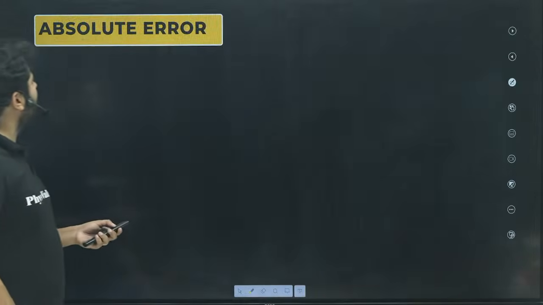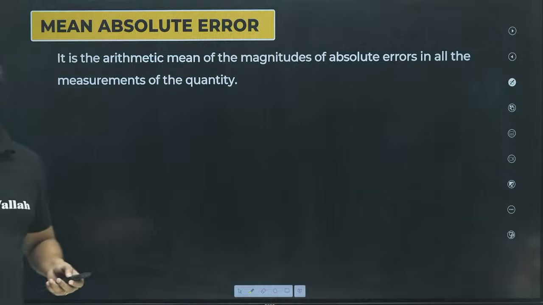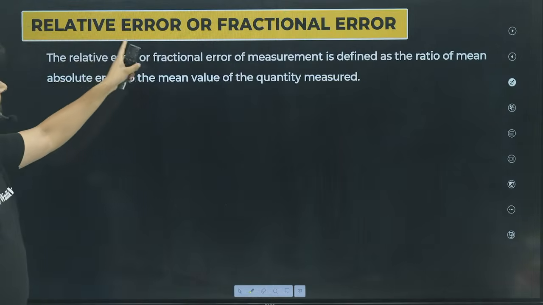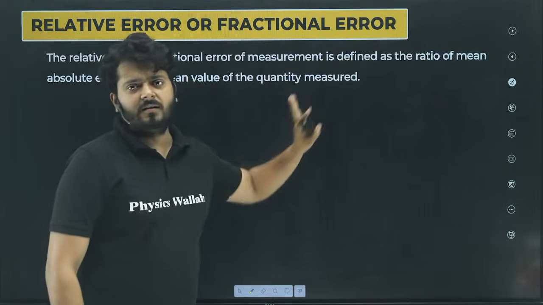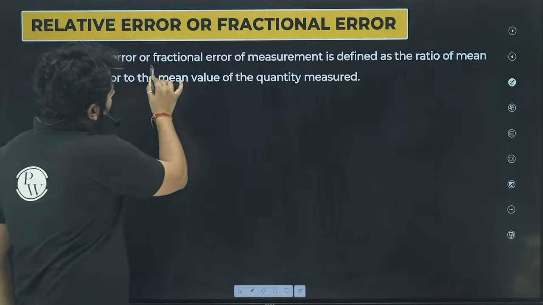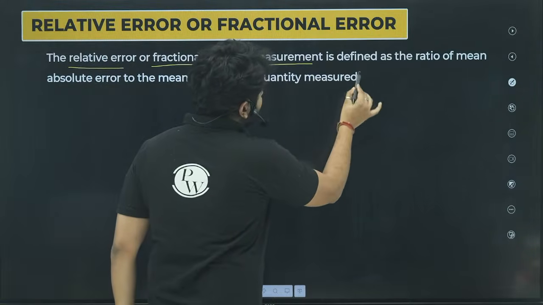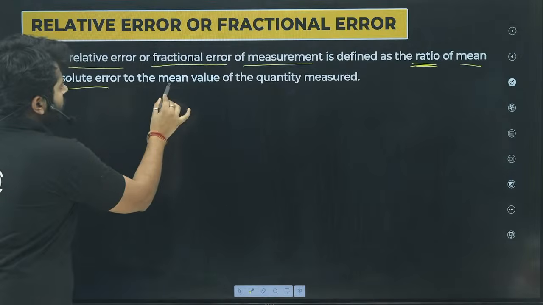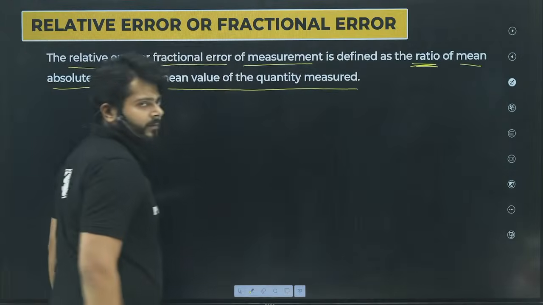So this is the idea of mean absolute error. Now let's talk about the next one, relative error or fractional error. The relative error or the fractional error of a measurement is defined as the ratio of mean absolute error to the mean value of the quantity measured, right?